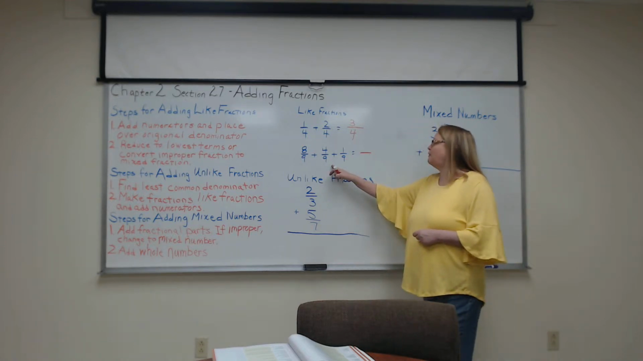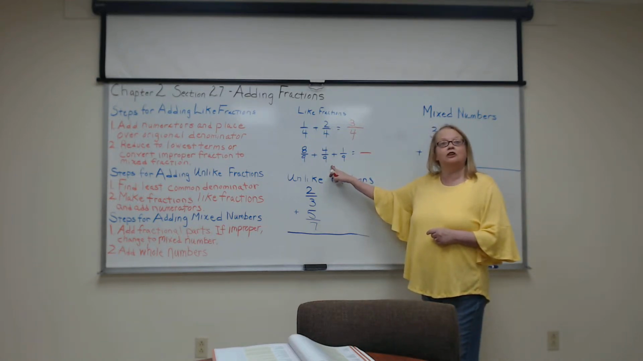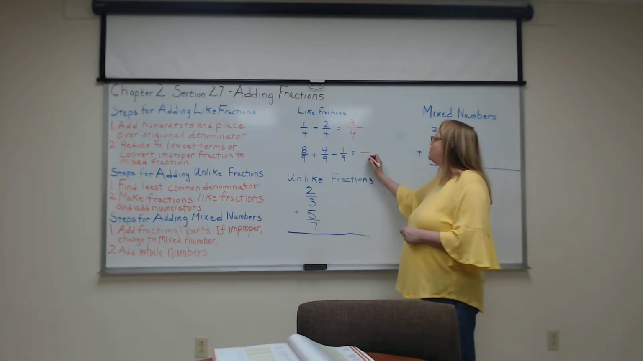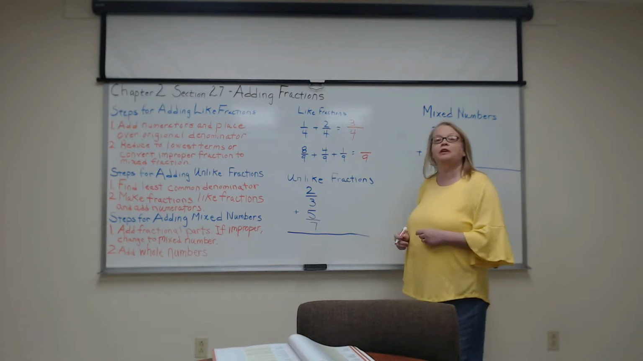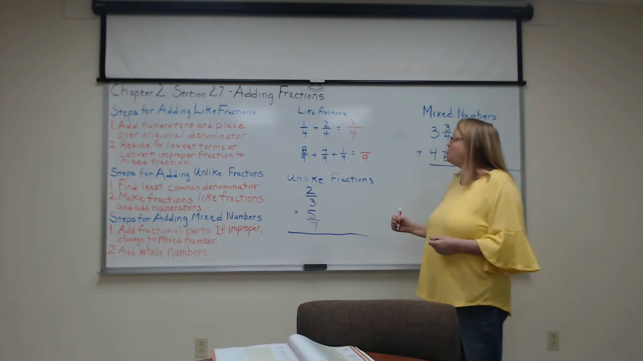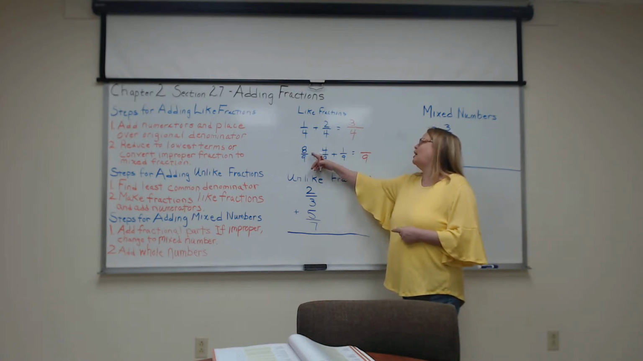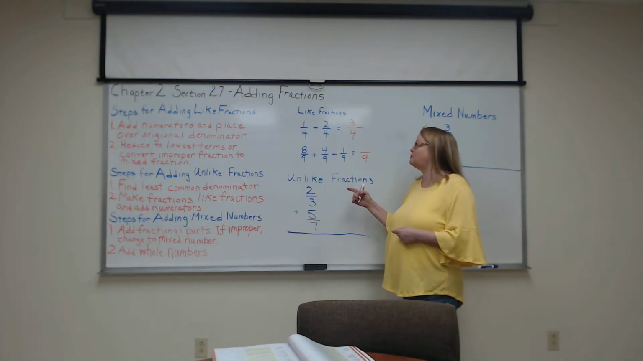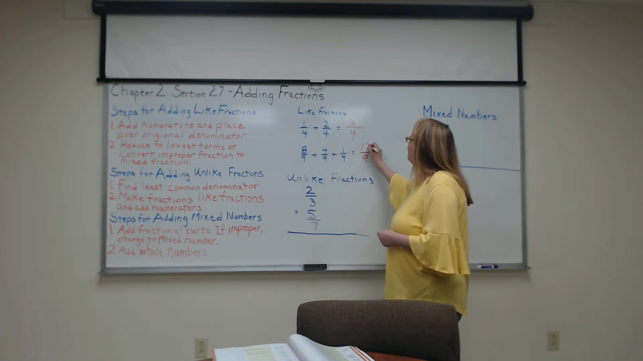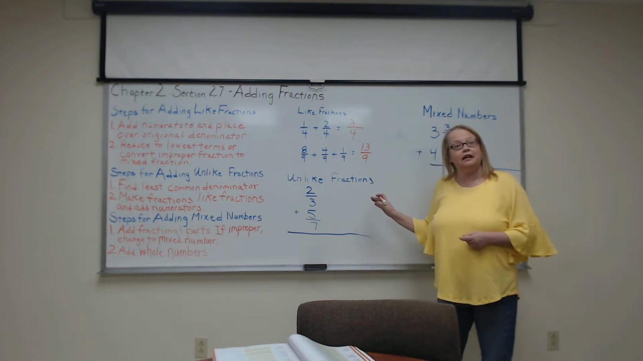Again, we have all 9s as the denominator, meaning that they're like fractions. So 9 is going to be our denominator. Then we're going to go ahead and add our numerators. We get 8 plus 4 is 12, plus 1 is 13. So our answer is 13/9.